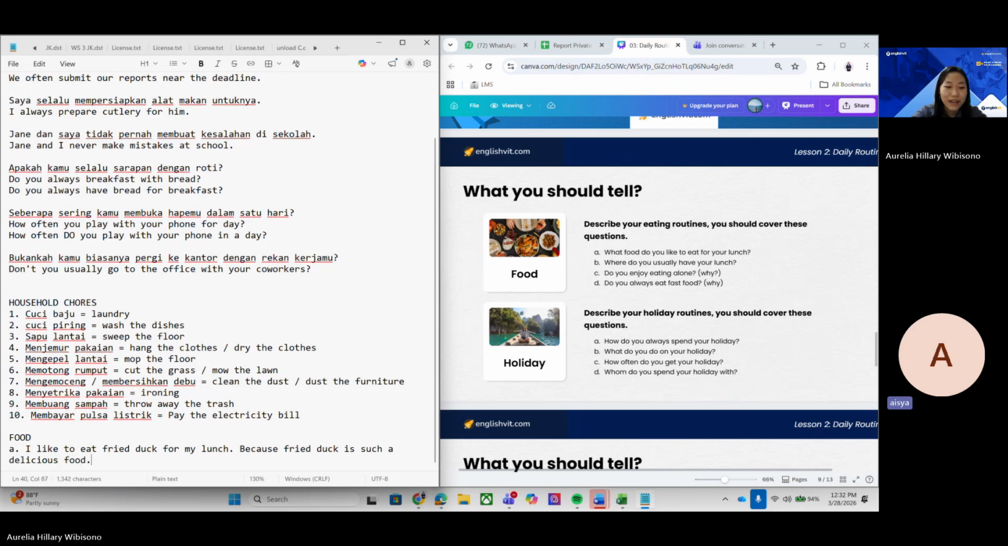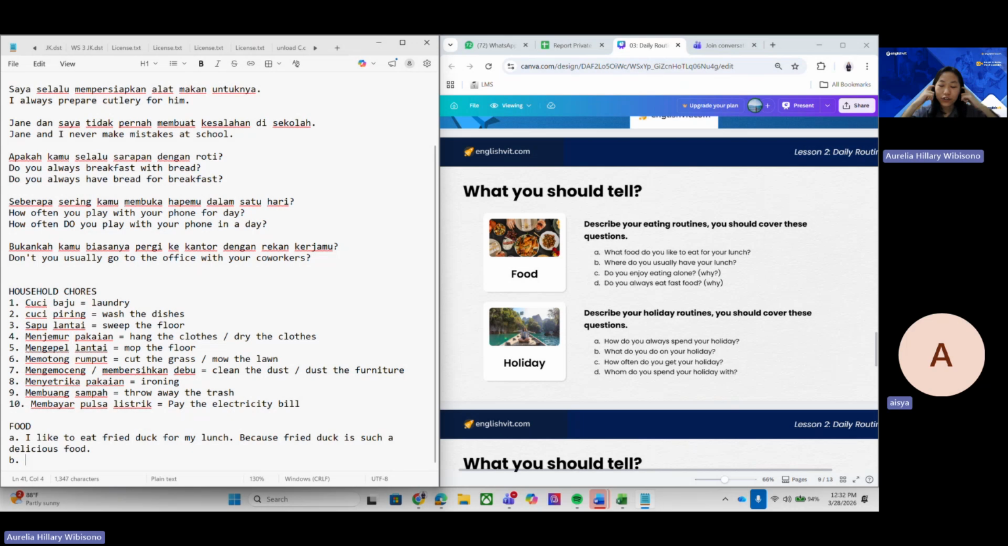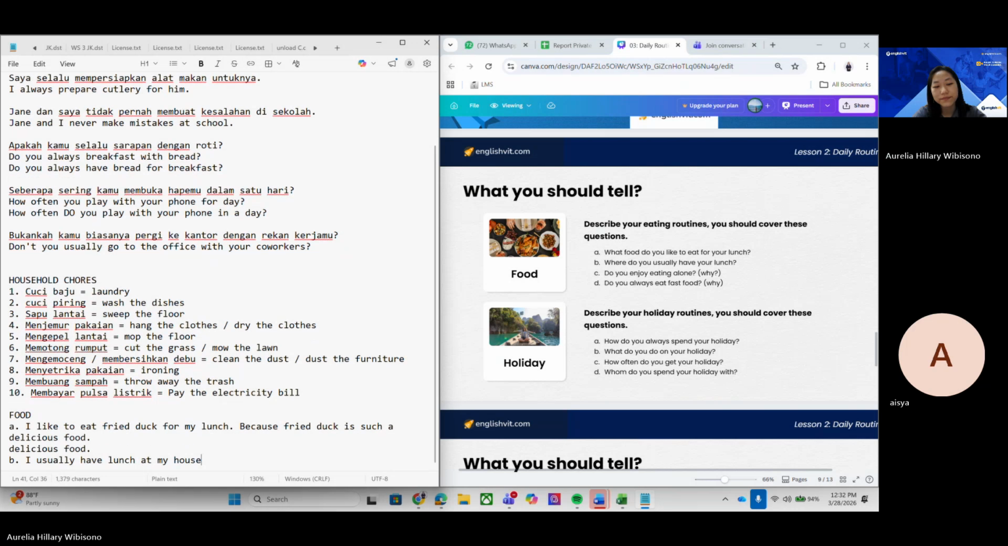And then, where do you usually have your lunch? I usually have my lunch at my house. At your house. Are you studying or working? I'm studying. I'm in ninth grade. Senior high school? No, junior high school. Oh, junior high school. Wow, you have really good English. Thank you, Kak Aura. Yeah, really, you have good English.